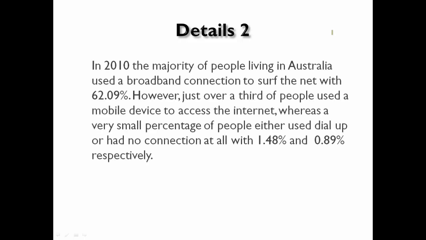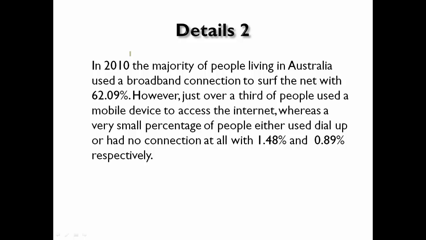So let's move on to details paragraph number 2. In 2010, the majority of people living in Australia used a broadband connection to surf the net, with 62.09%. However, just over a third of people used a mobile device to access the internet, whereas a very small percentage of people either used dial-up or had no connection at all, with 1.48% and 0.89% respectively.